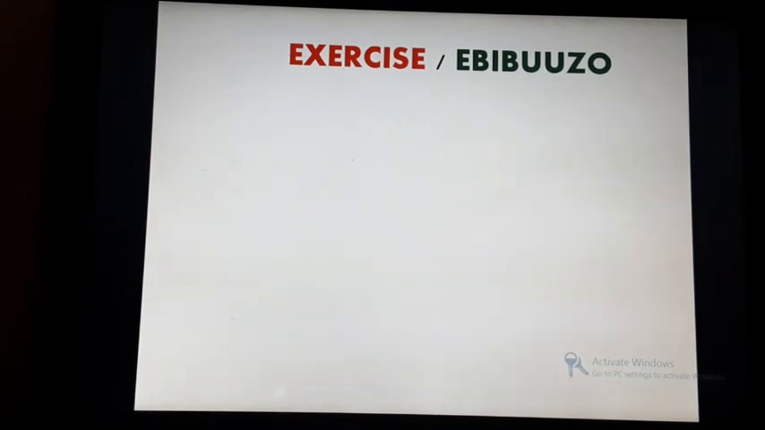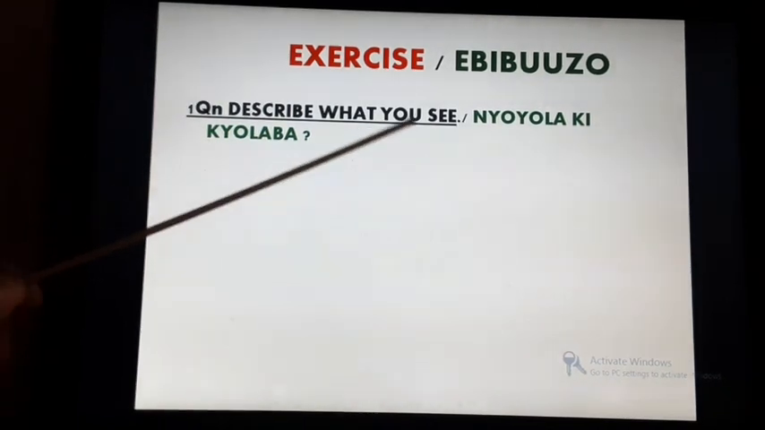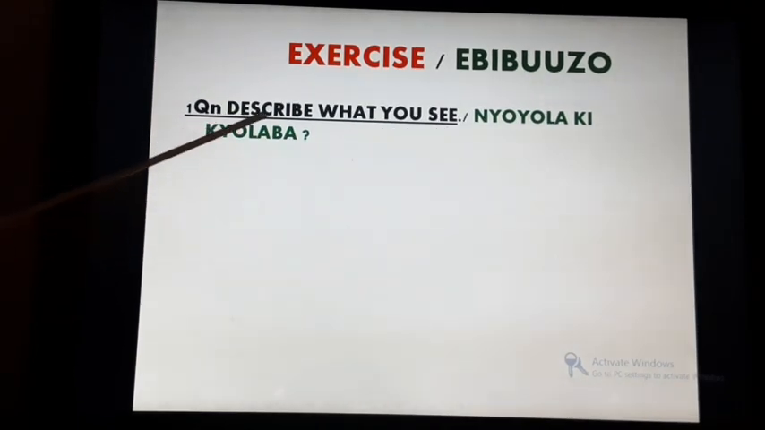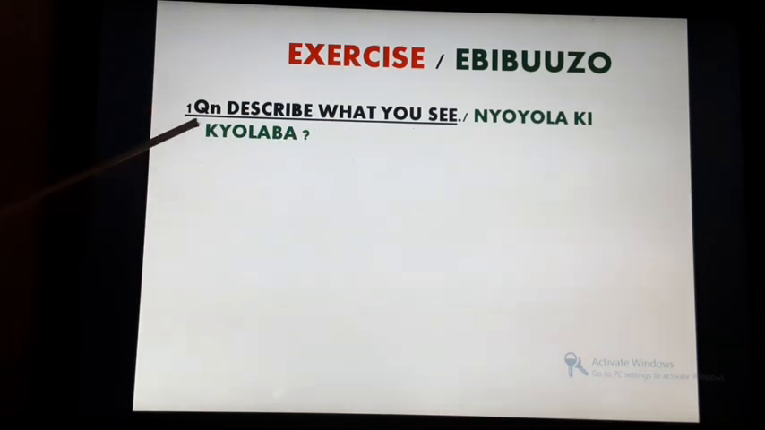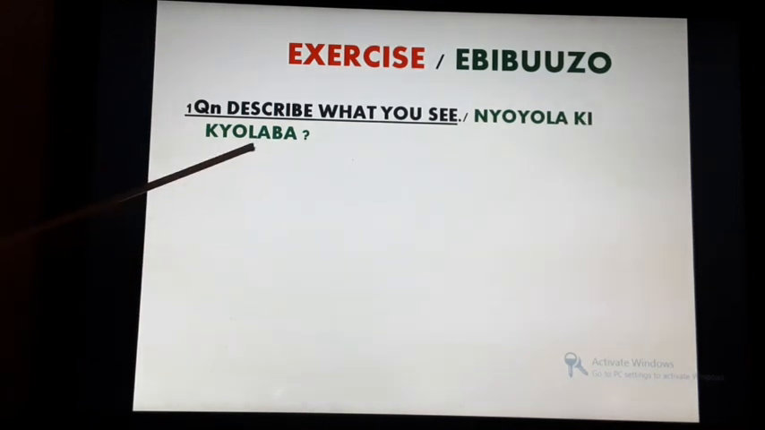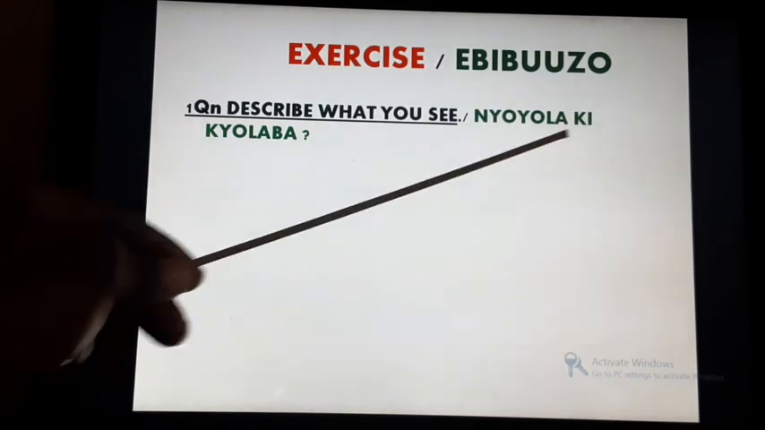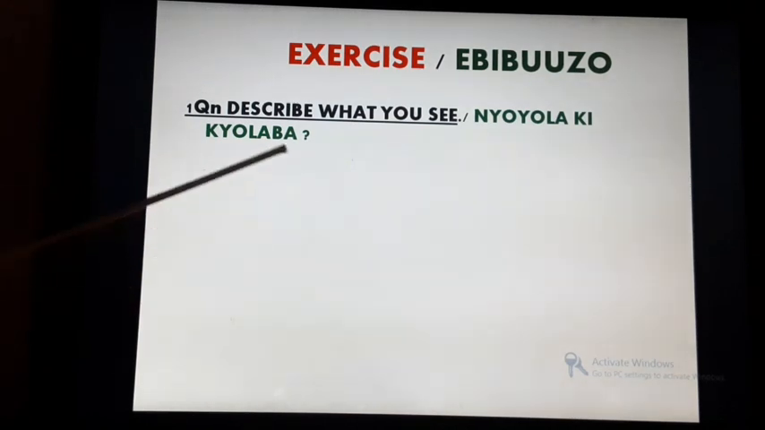Okay, let's start. Number 1. The question is, describe what you see. In Luganda, it means nyonyola chi cholaba. So you're going to describe what you see, of course, in English and Luganda.